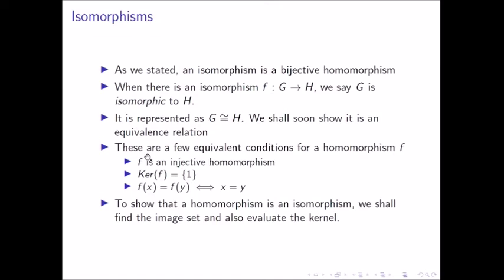So these are a few equivalent conditions for injective homomorphism. One, f is an injective homomorphism. Two, the kernel of f is just the identity. Identity belongs to the kernel of f, you already know, because kernel of f is a subgroup and subgroups are never empty. But if it's the singleton identity, then f is an injective homomorphism. Three, f(x) equal to f(y) if and only if x is equal to y. So 3 and 1 are basically by definition. But what about 2? Try it out.